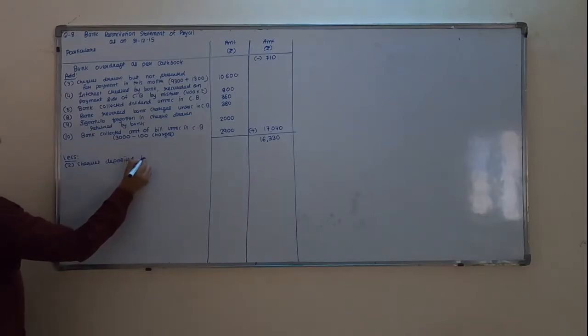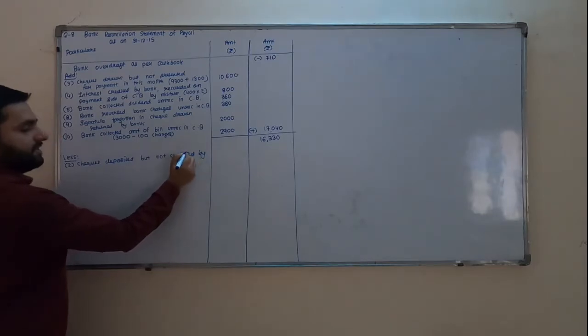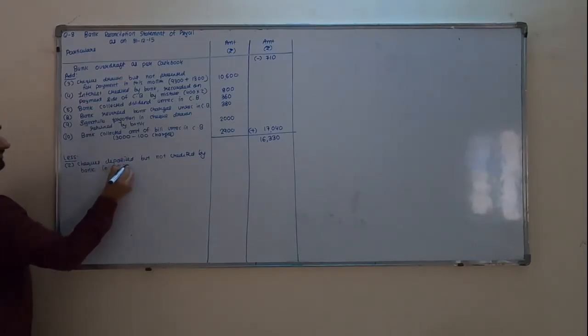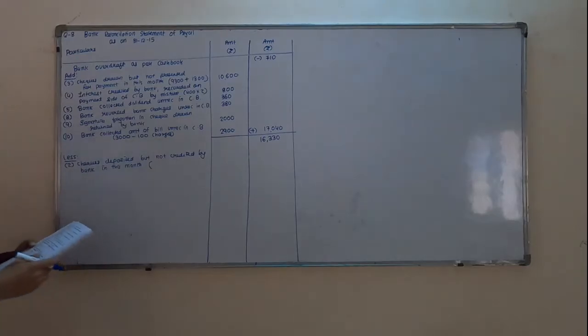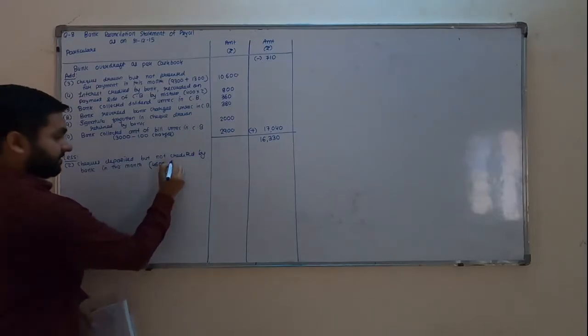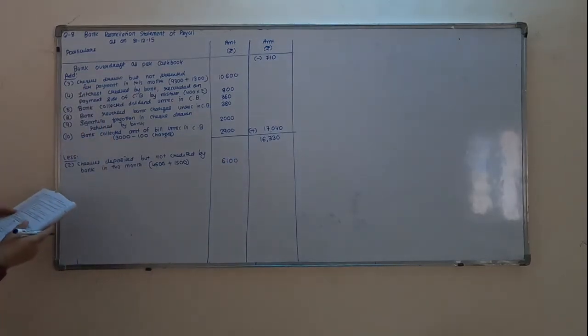Checks deposited but not credited by bank in this month, and such checks are of 4600 plus 1500, so it is 6100. Next transaction to subtract is the sixth one.